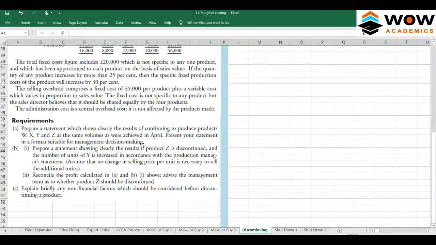Okay, so the first question is, we are going to continue producing W, X, Y, Z, and we have to present it in a management accounting format. What's the format? It's very simple. Show sales, then variable cost separately, then find out contribution, then fixed cost, and then find out the profit. So show it in that manner.